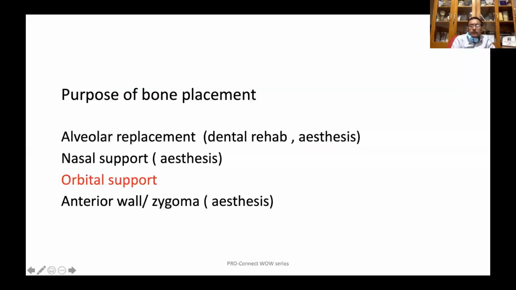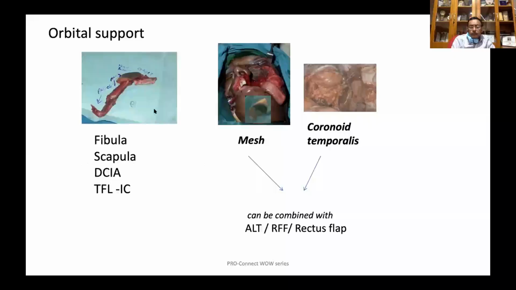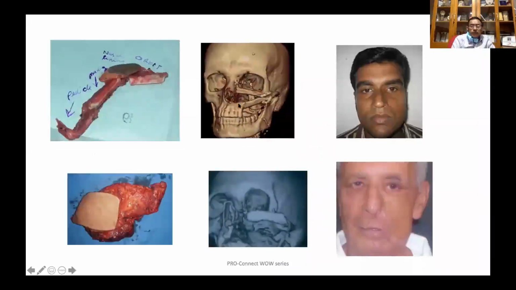Orbital support is the most difficult thing. You can have fibula, scapula, all these things. You can have a mesh, you can have a coronoid temporalis. These are all the methods. Out of which, see, you look at it, these are the bones which have been placed very nicely. I am showing you only the nice results. There are a lot of poor results you get. So if you look at it, the orbital support by a bone is not as easy as what we think.